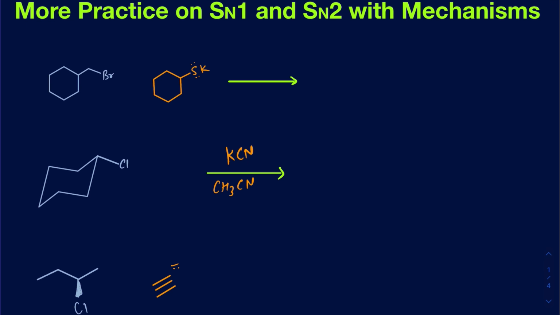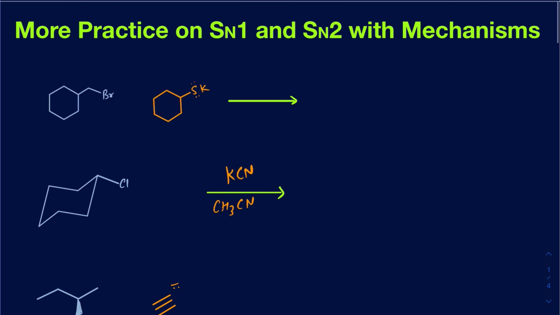Today I'm going to be doing more problems on SN1 and SN2 only. I'm not really going to be talking about E1 and E2 here, just doing these practice problems based on SN1 versus SN2 and what products they're really going to make, and I'll draw the mechanisms wherever it's necessary. So let's look at this first example.